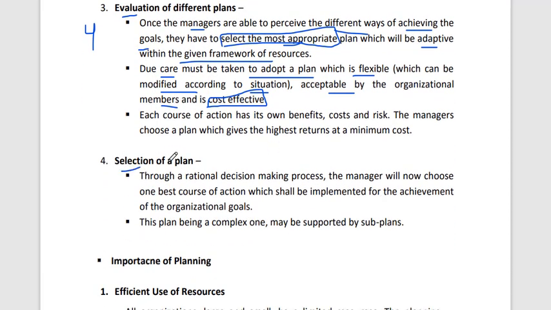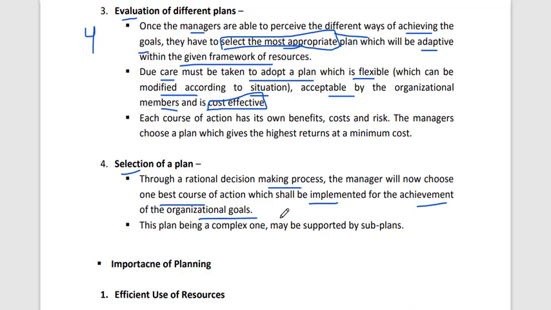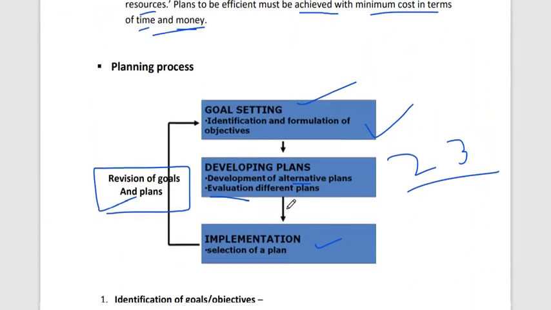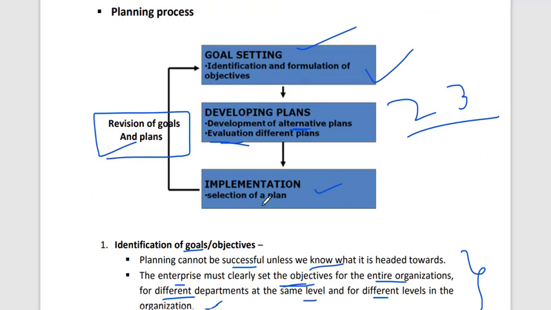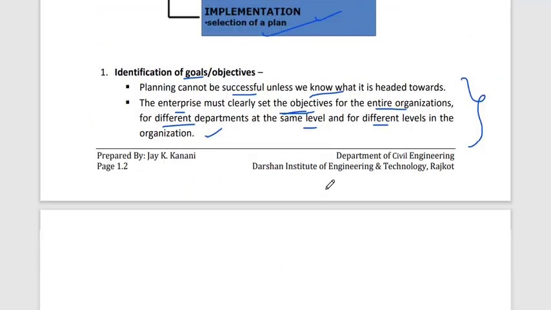Then, selection: after a rational decision making process, the manager will now choose the one best course of action, which shall be implemented for the achievement of our organization goals. So these are the planning process: goal setting, identification of objectives, development of plans, development of alternative plans, evaluation of different plans, and selection and implementation of that particular plan.